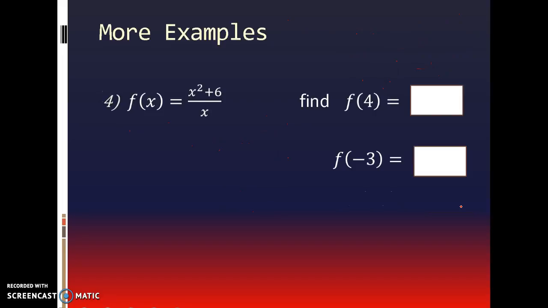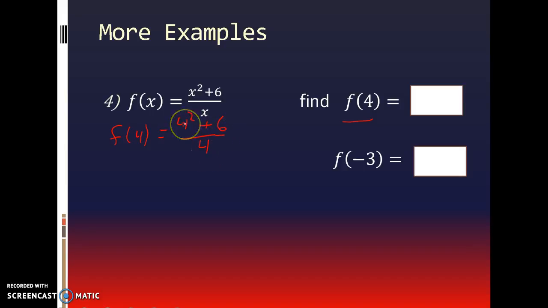Okay, we keep trying different functions. All of them are different rules, and each one just adds something a little bit difficult. Here we still have two x's, but we have x's on the top and the bottom. So let me do f of 4 with you, and you could do this in your notes. So we have f of 4, and again, all that means is we're going to replace every x with a 4. So it's going to be 4 squared plus 6 all over 4.